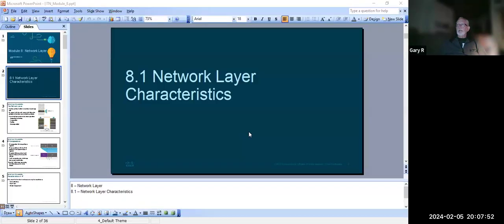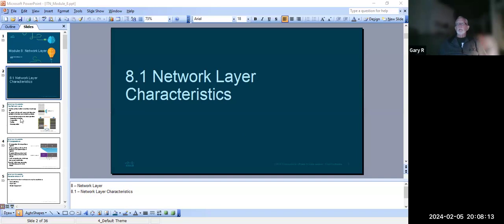Okay. All right. So what I'm going to do now, let's make sure I've got the right one up. Yes. Okay. So now we're going to look at the network layer. And normally, of course, if we were in a full semester class, this would be about halfway through the semester, not the third meeting in.